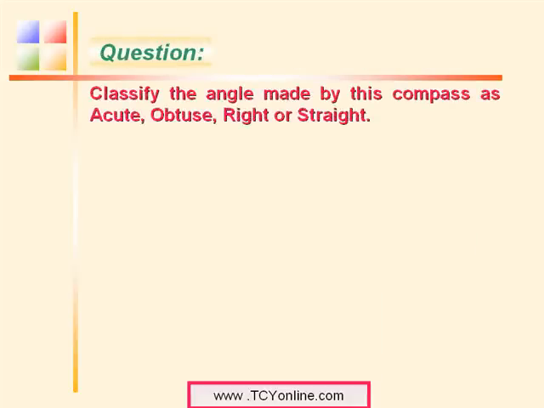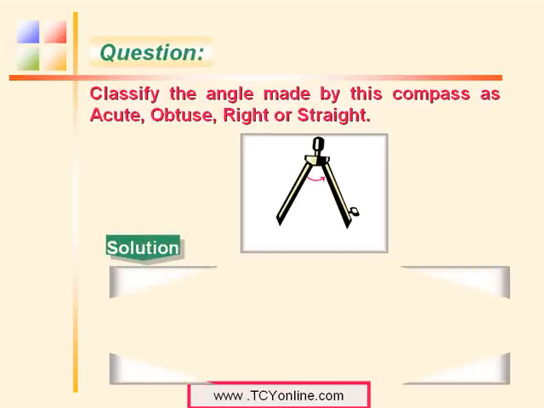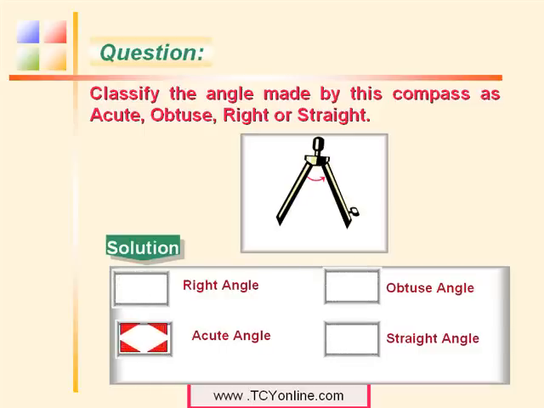Now look at this question. Here we need to classify the given angle made by a compass as acute, obtuse, right or straight. Look at the opening of the compass, and we need to find the angle made by this. Now when we look at the angle, we find that neither is it a straight angle nor is it a right angle. It appears to have measure less than 90 degrees. So that means it is simply an acute angle.